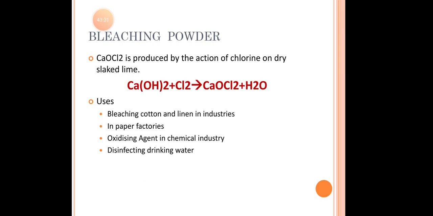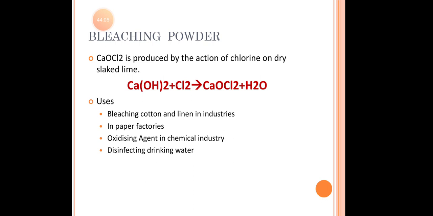Chemically, bleaching powder is prepared by the action of chlorine on slaked lime. You look at the screen, you can see the equation. The chlorine which is obtained from the chlor-alkali process is used for the preparation of bleaching powder. Calcium hydroxide is taken, and chlorine is passed through this calcium hydroxide, which is also called dry slaked lime.